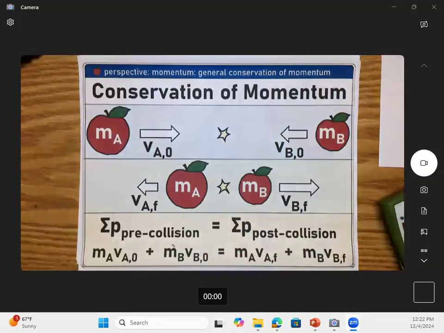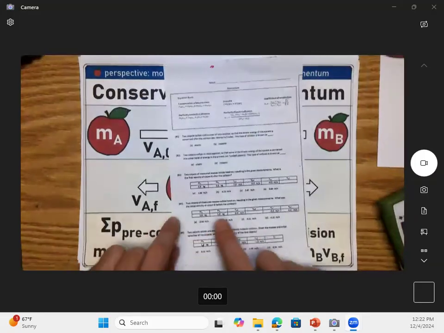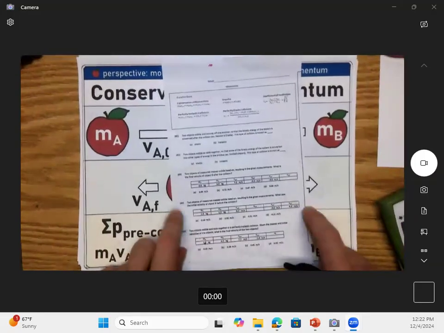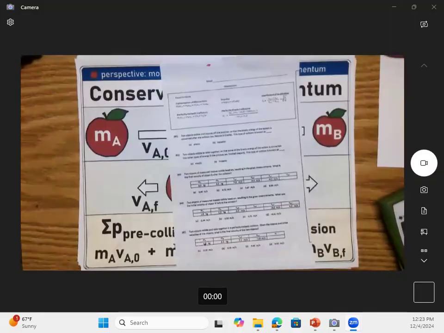And actually, that is a perfect one for one that we have not done in class yet. Do you guys see number 4? Number 4? So let's do that right now. Let's do number 4. This one's just a general conservation of momentum.